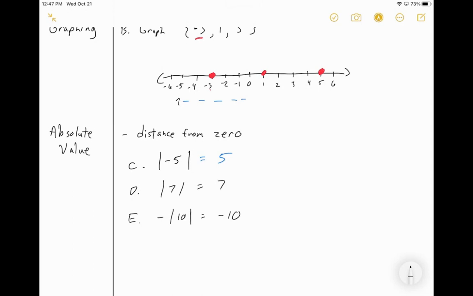Whoa, whoa, whoa, whoa, Mr. Leong, didn't you just say it's always positive? I did. Notice, where is the negative sign? Is it inside or is it outside the absolute value? Okay. You guys see that it's on the outside? Yeah, it's on the outside. So everything in the absolute value turns positive, but the negative's on the outside.